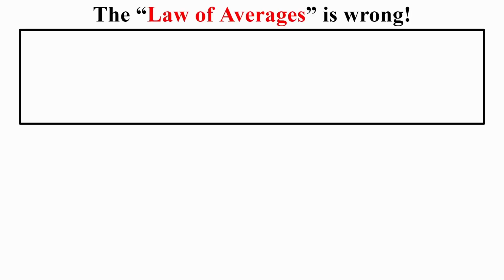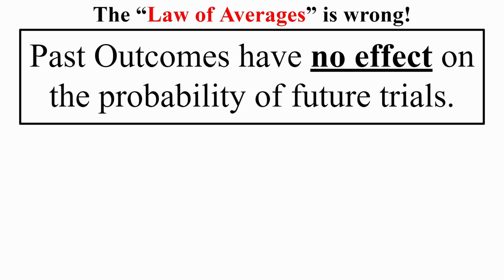Okay, so once in a very blue moon, they've asked questions in the past about this thing called the law of averages. So if you ever take a statistics course, one of the first things they teach you is that the law of averages is false, right? We're going to go over what it means in a minute, but this idea that past outcomes have some kind of effect on the probability of a future trial is just not true. That's why I put law of averages in red.